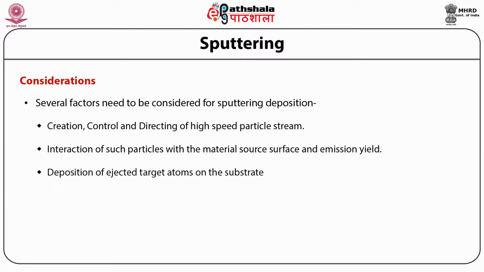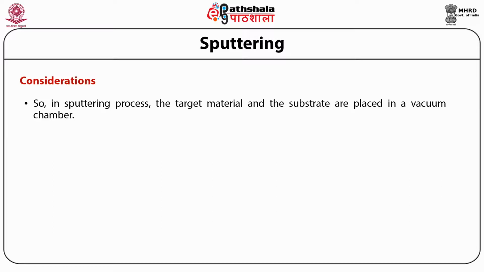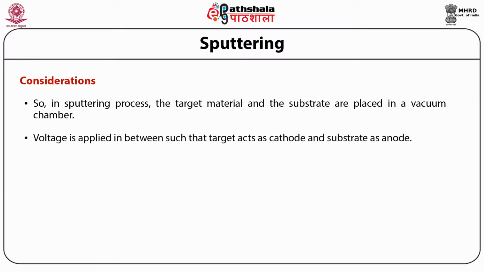Next, the deposition of ejected target atoms on the substrate. Lastly, quality of the deposited film. So in the sputtering process, the target material and the substrate are placed in a vacuum chamber. Voltage is applied in between such that the target acts as the cathode and the substrate as the anode.